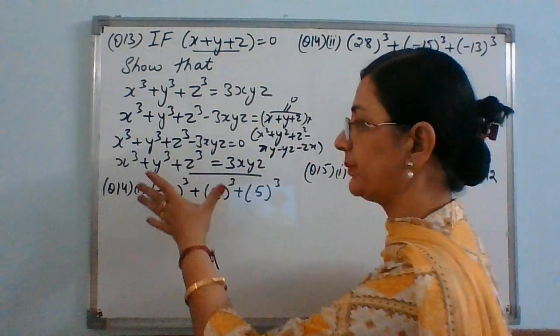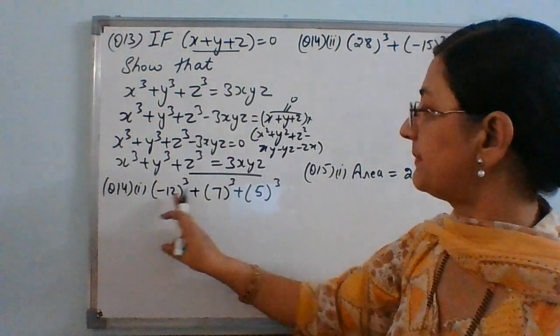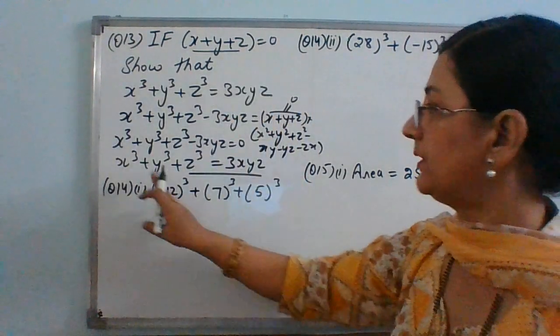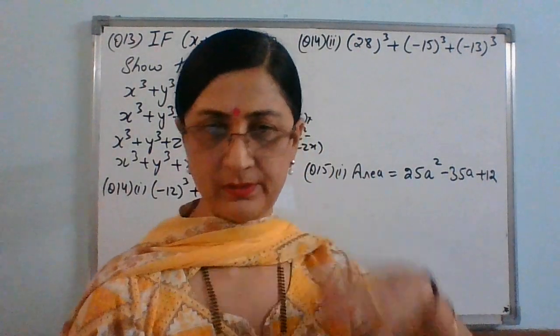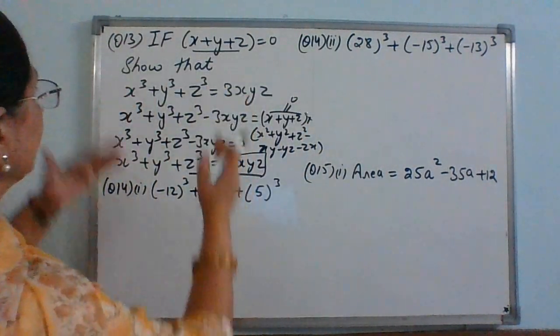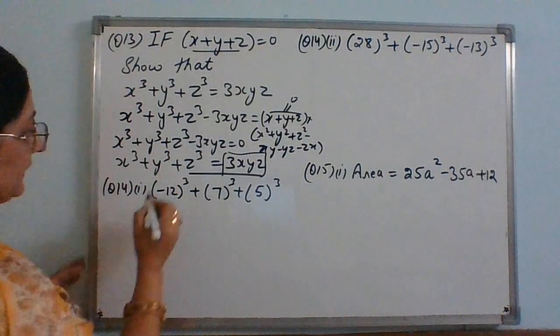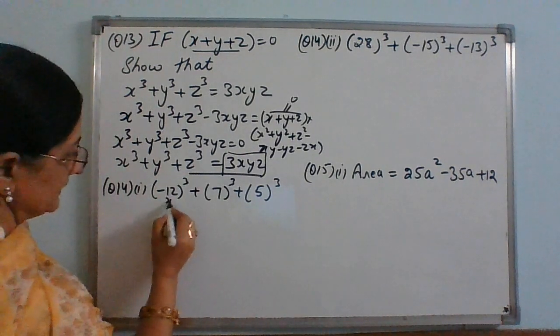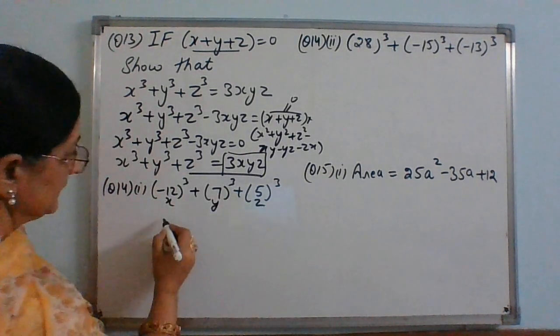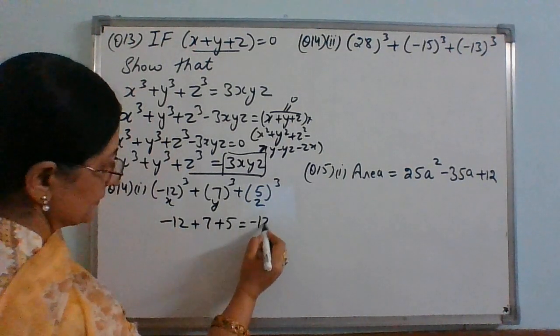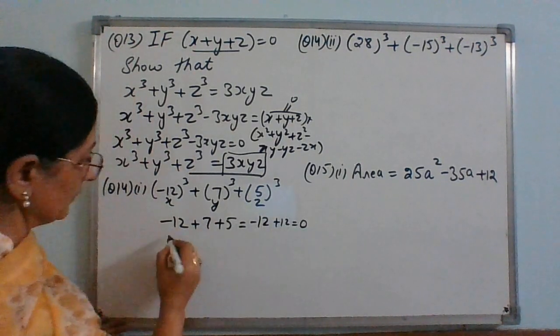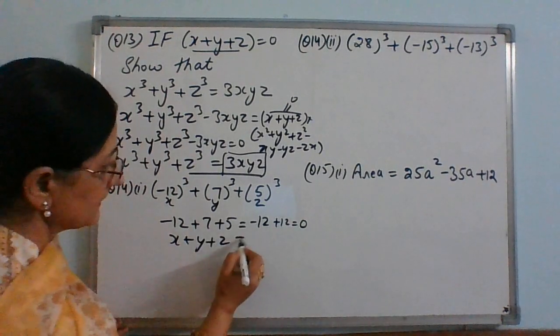Means we can do certain questions where x plus y plus z comes out to be 0. So the final answer is given by this value, right? So now let us use this question 13 here. Here we have to check first. This is x, this is y, and this is z. So we have to check minus 12 plus 7 plus 5. Yes, minus 12 and plus 12, that is 0. So x plus y plus z is 0.